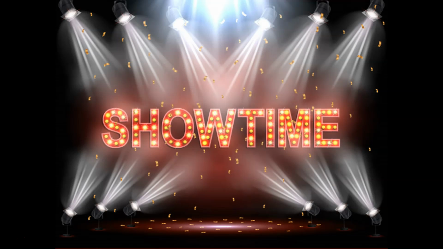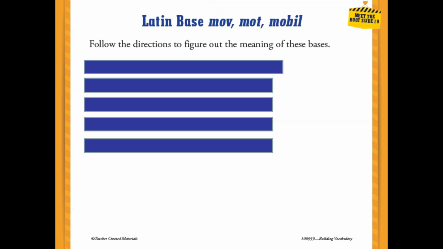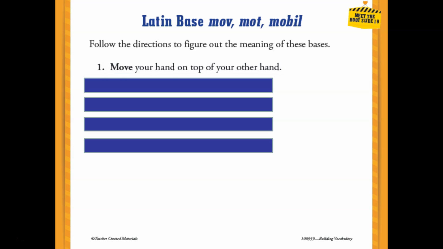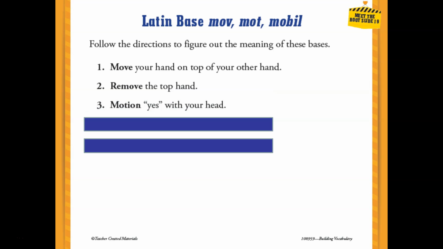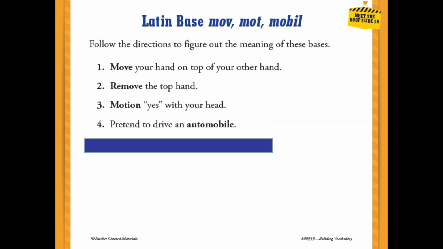So let's begin by showing you these cognate connections in action. At your desk, in your classroom, or even on your couch, I'd like for you to engage in this activity where we're going to introduce students to these three Latin bases, MOV, MOT, and mobil. You're very simply just going to follow the directions to figure out the meaning of these bases. Number one, move your hand on top of your other hand. Number two, remove the top hand. Number three, motion yes with your head. And then number four, pretend to drive an automobile.